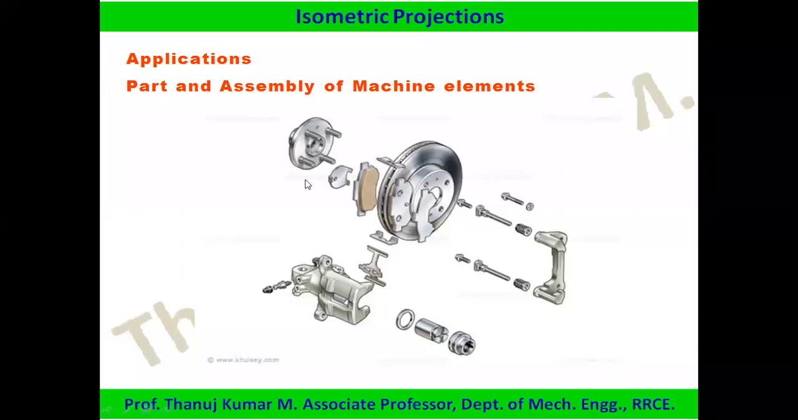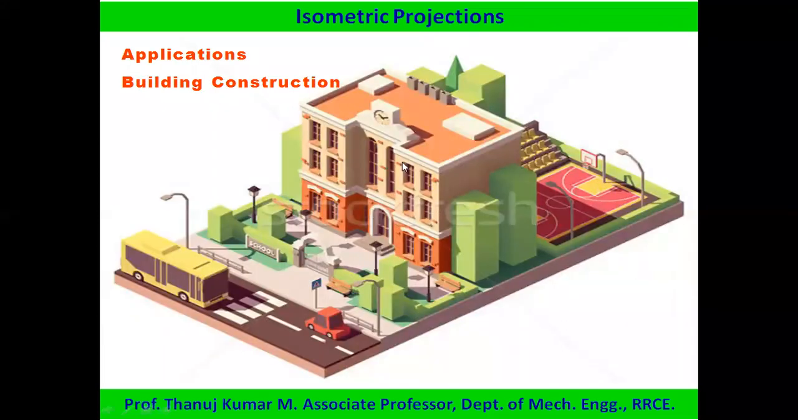This is one more way to make you understand how exactly the isometric view of the object looks. Not only in machine assemblies or parts are isometric projections used, even in drawings like building constructions. Building constructions are also drawn through isometric view so that you get more clarity in the object.